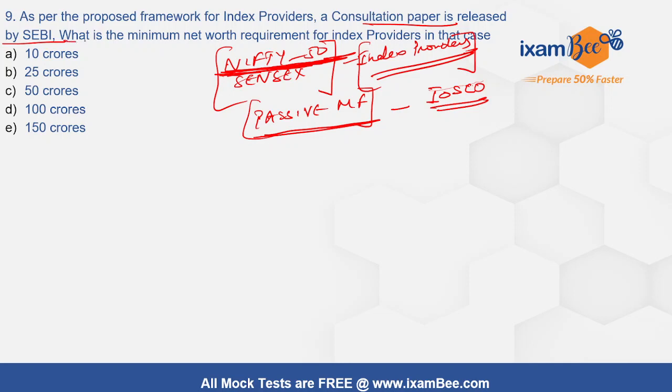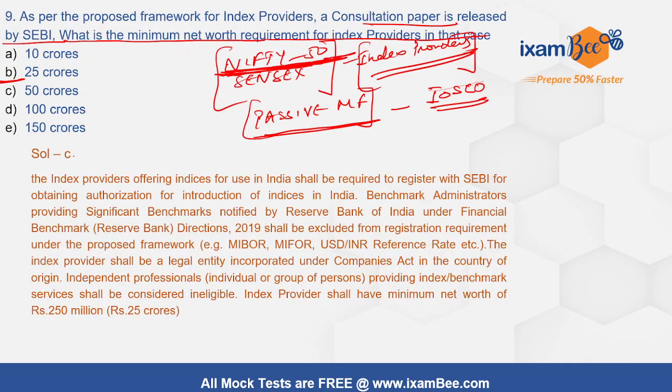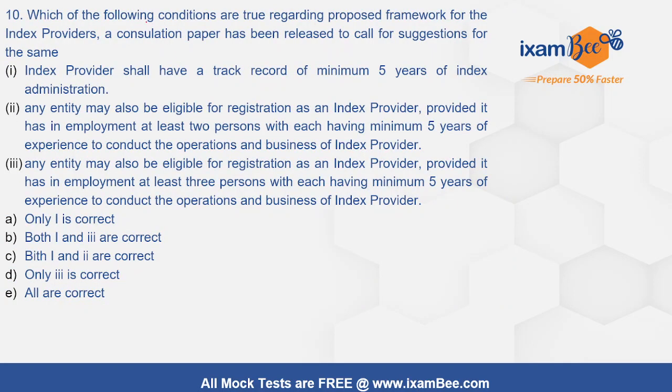One of the questions is, what is the minimum net worth requirement for index providers? The answer is 25 crore. Here it is wrongly given as C, it is B. Okay, so the answer is 25 crores. So the minimum net worth requirement for these index providers would be 25 crores. And there are certain other conditions, like the experience of these index providers, for which certain conditions have also been outlined.